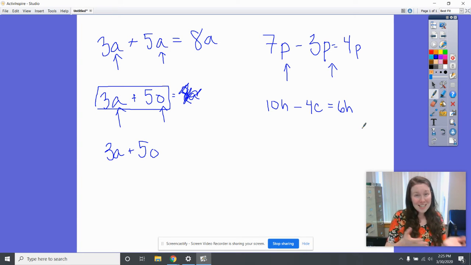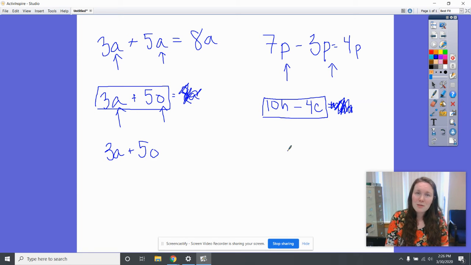No. Okay, if you have 10 hot dogs and you eat 4 cookies, they're not related to each other at all. So you haven't changed how many hot dogs you have because you didn't eat any hot dogs. So you are not allowed to do this. You cannot combine them. They're not like terms. So this would be as simplified as it gets.